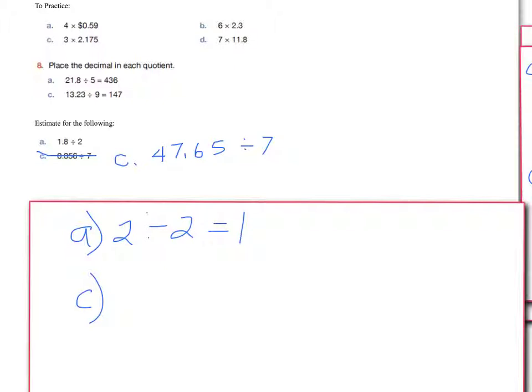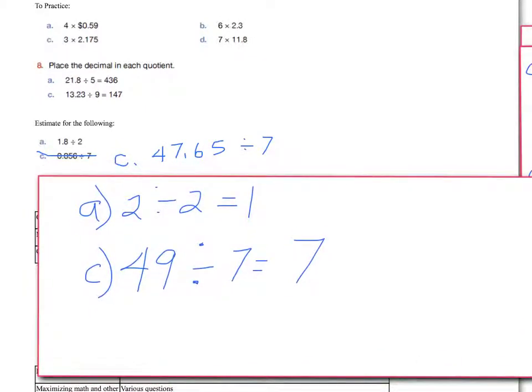So my answer is going to be near 1. C, 47 and 65/100 divided by 7. Well, I'm going to look for a number that's close to 47 that can be divided by 7. 7 times 7 is 49. That's pretty close. So let's make it 49 divided by 7, which would make it 7. So I know my answer is going to end up being close to 7. And as you can see, compatible numbers works a little bit better than front end.